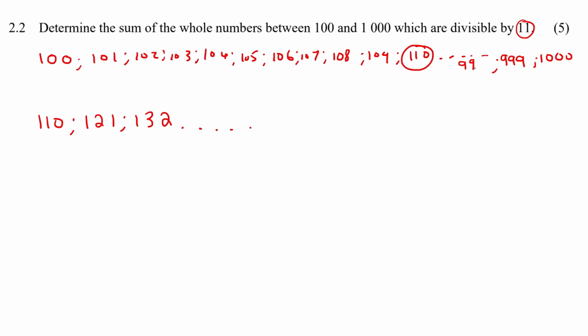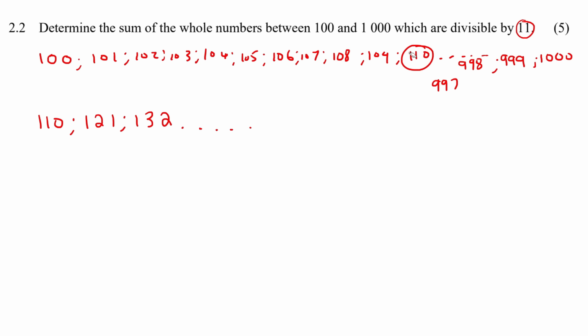Then you can try 998. Say 998 divided by 11 on your calculator. Also doesn't work. Then we go to 997. Let's see if that can divide by 11. No, it can't. Then I'm going to go 996. Doesn't work. 995. 994. 993. 992. 991. Come on. 990.